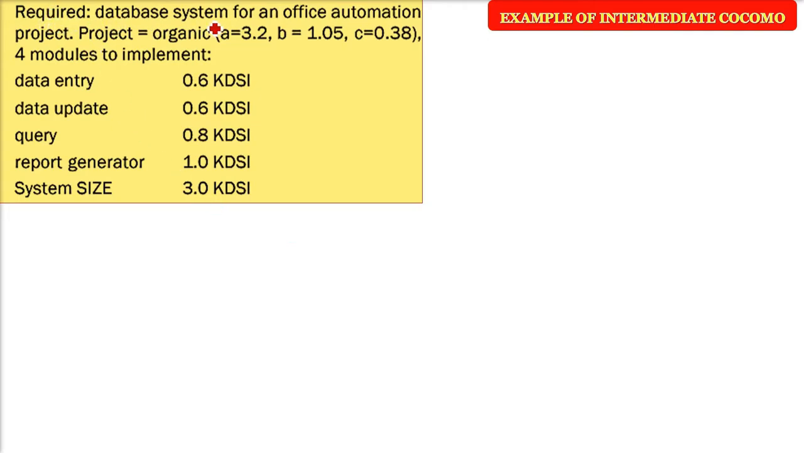Now the question is a database system for an office automation project. The project is simply given as organic. The value of A is already provided as 3.2, B as 1.05, and C is also there, 0.38. Now 4 modules are to be implemented: data entry 0.6 kilo delivered source instructions, data update, query, report generator. The system size is also given, 3.